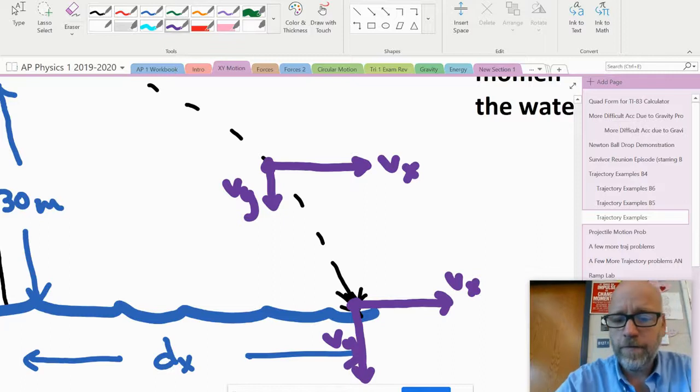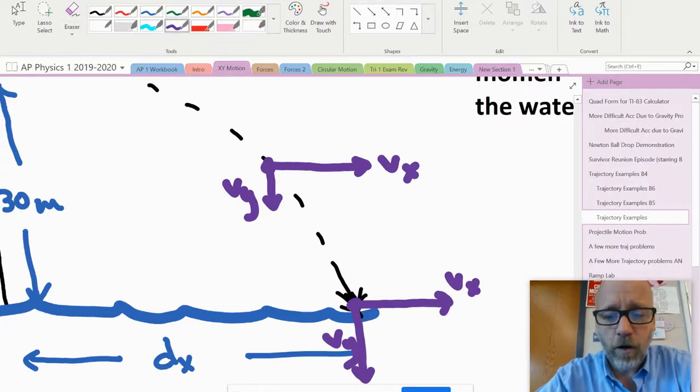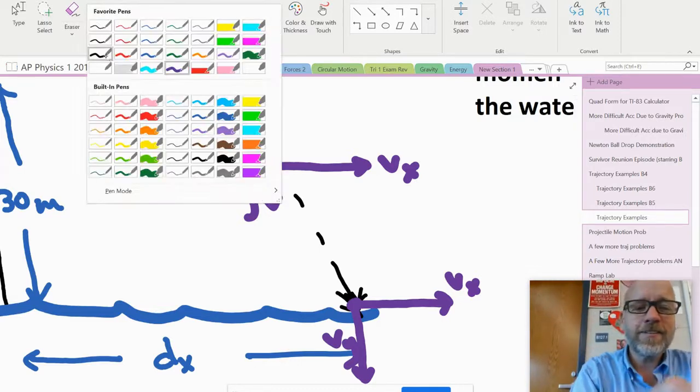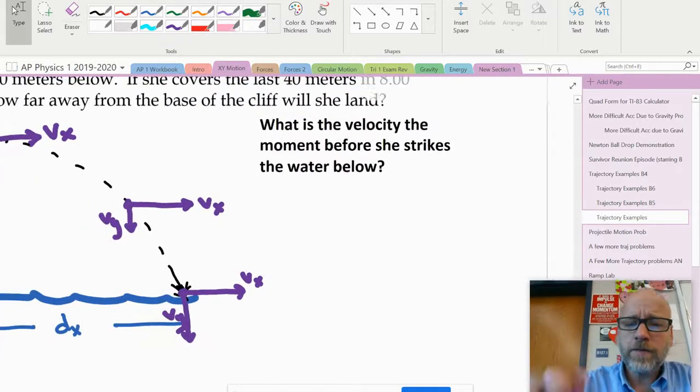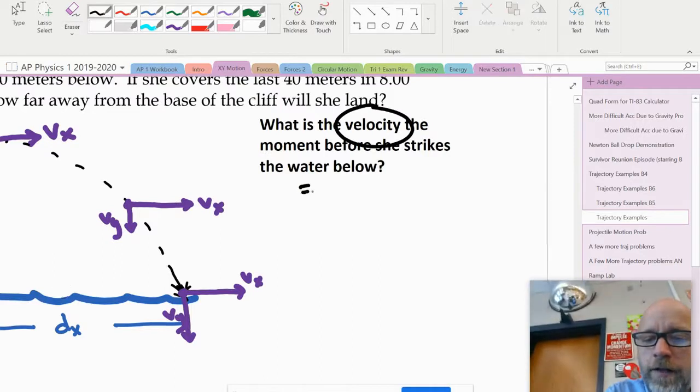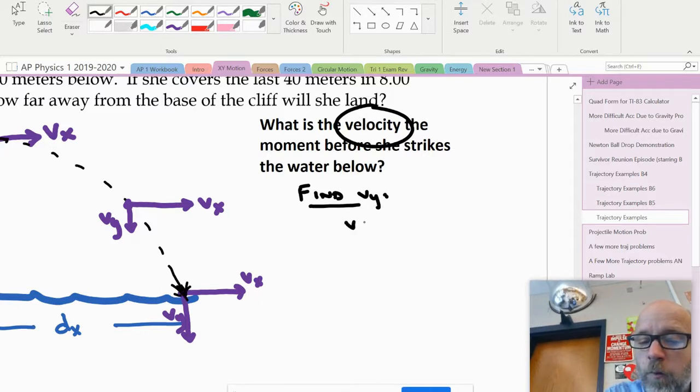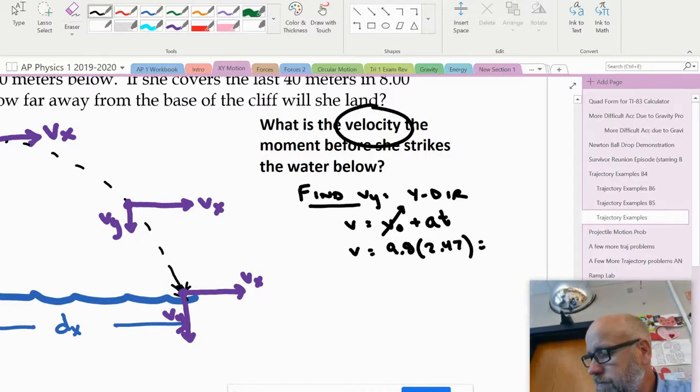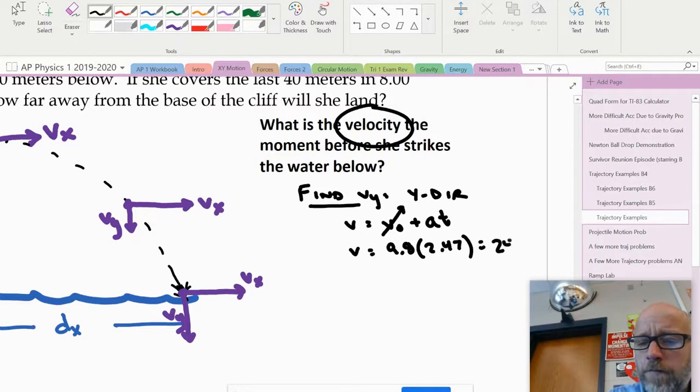So if I know Vx is 5, can I solve for Vy? Yeah, of course I can. Let's do it. So my first step to find the total velocity would be to find the velocity in the y direction first. So given that, let's look. In the y direction, I have V equals V naught plus AT. Oh, that's easy. It's even solved for the variable for us. 9.8 times 2.47. Yeah, she's going to be going 24, whoa, that's fast, 0.2 meters per second in the y direction when she strikes the water.